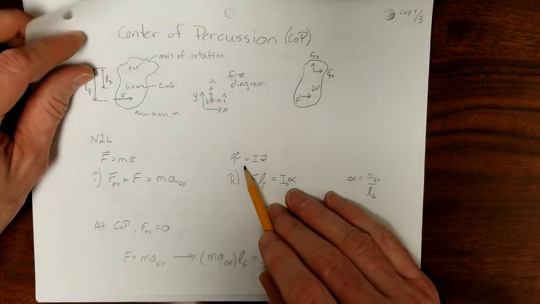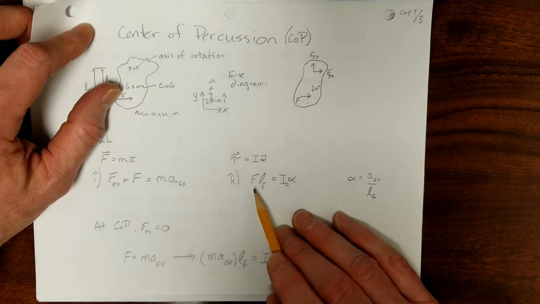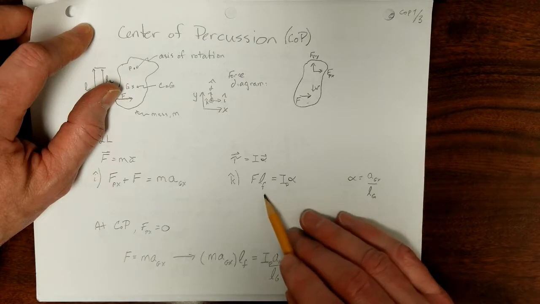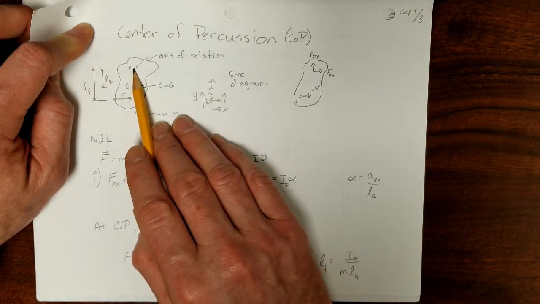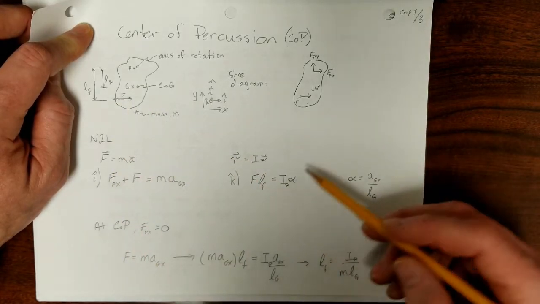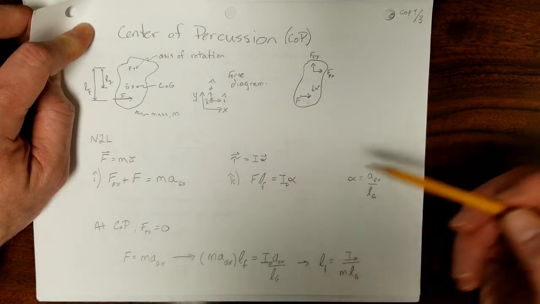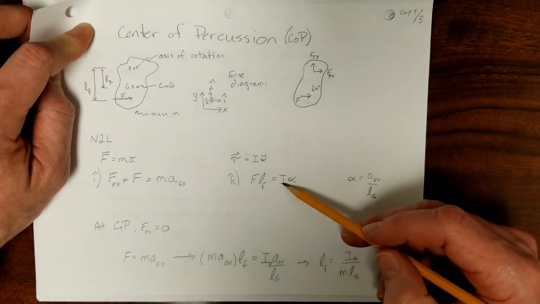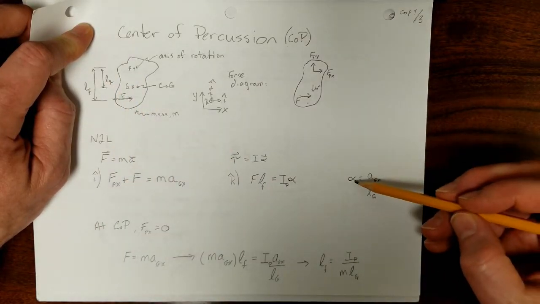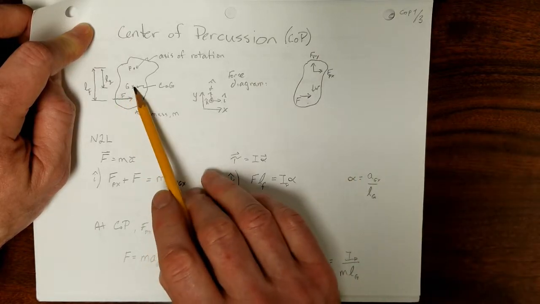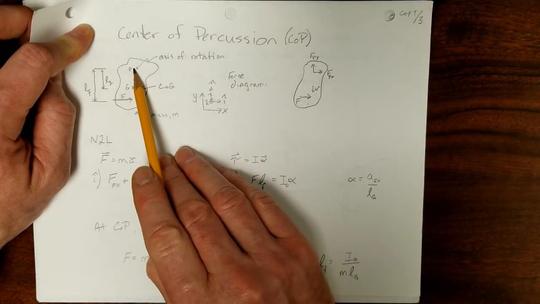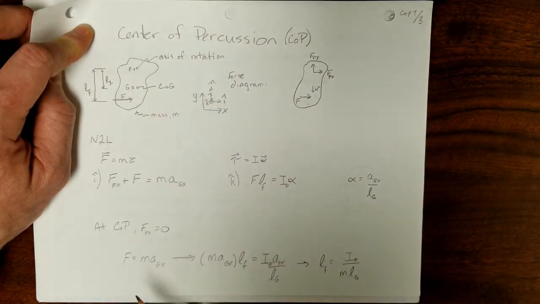So if I look at my torque equation, tau equals I alpha, the torque of F, the force coming from the external object, times L sub F, the vertical distance from the axis of rotation to where the force is applied, is equal to I alpha. This is I sub P, the moment of inertia of the object as it rotates about the axis of rotation. The relationship between the acceleration at the center of gravity and alpha is a sub gx equals alpha times L sub G, L sub G being the vertical distance from the axis of rotation to the center of gravity.